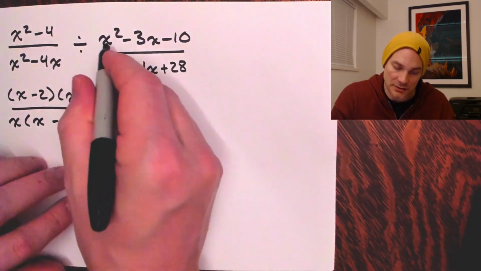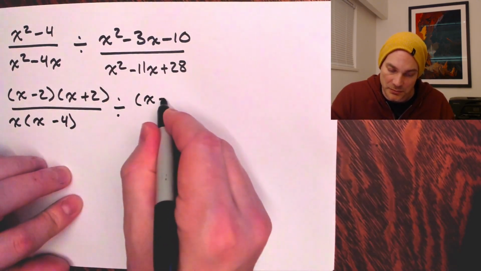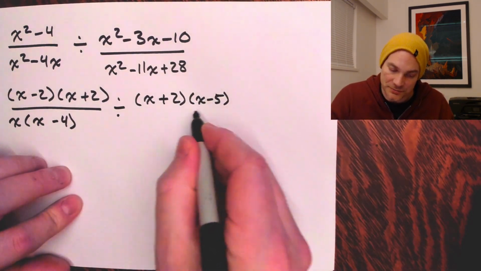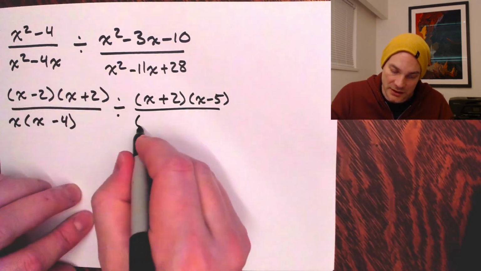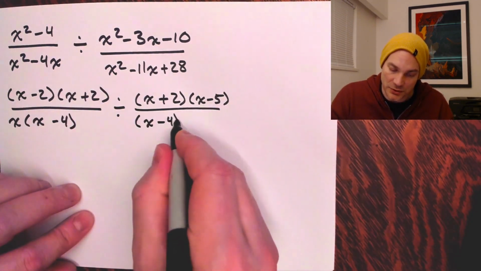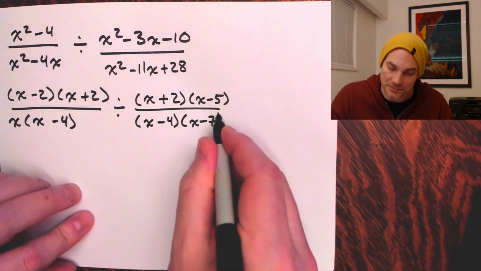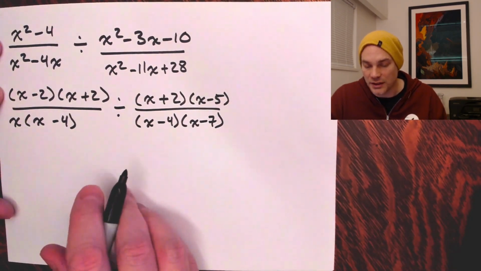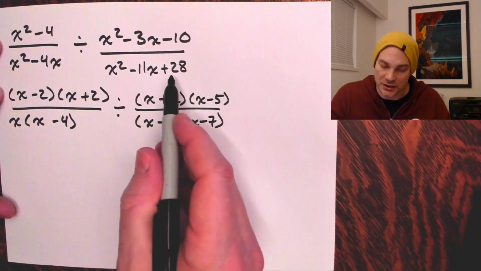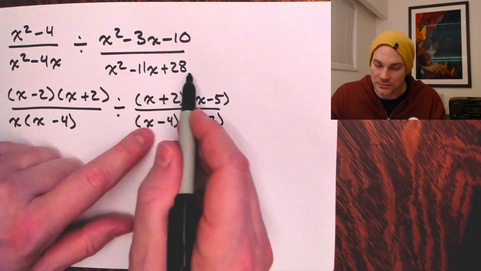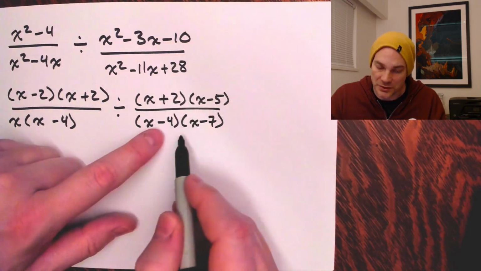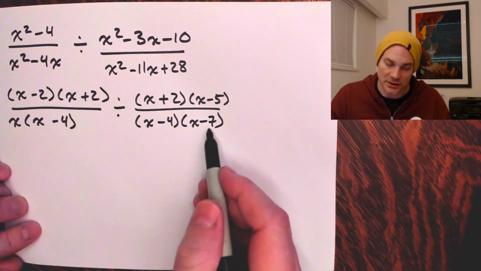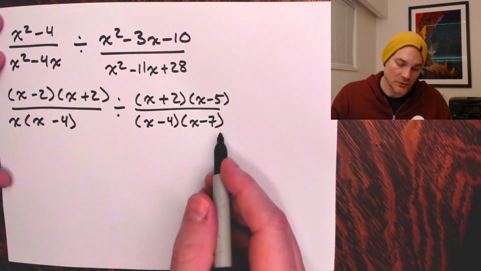Now if we divided this, we'll have x plus 2, x minus 5. And here, we factor this, we get x minus 4, x minus 7. So if you need help factoring, go to a factoring video, and I've made some. They're very straightforward, but what we're trying to do here is, for this term, two things that multiply to positive 28, which is negative 4 and negative 7, and two things that add to negative 11, so negative 4 and negative 7. Okay, now we're going to flip this.